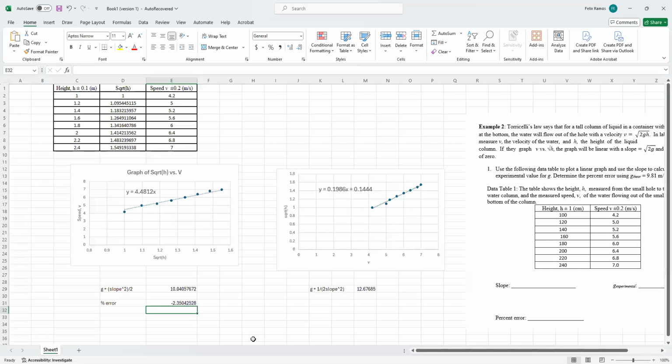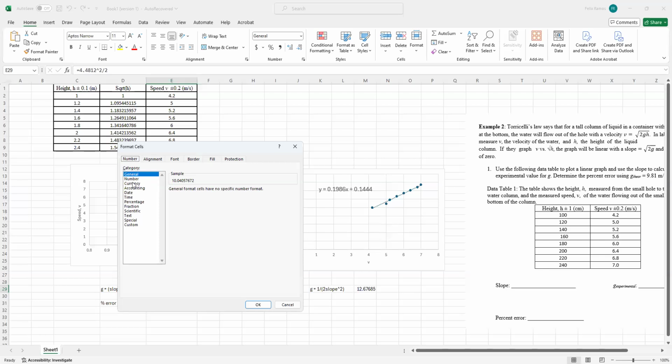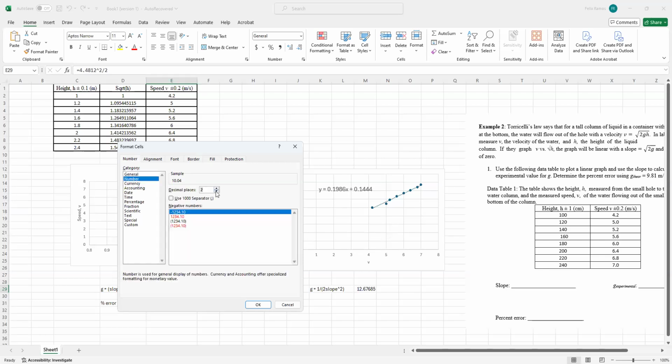If I do that, now the error that I got is 2.3, basically. It is minus 2.35 because we overestimate the magnitude of the gravity, right? Okay, so we can express this error and this gravity with 2 decimal places if we want, because we have the g with 2 decimal places, 9.81. So I can just modify the value here. Let me change this to a number with 2 decimal places.